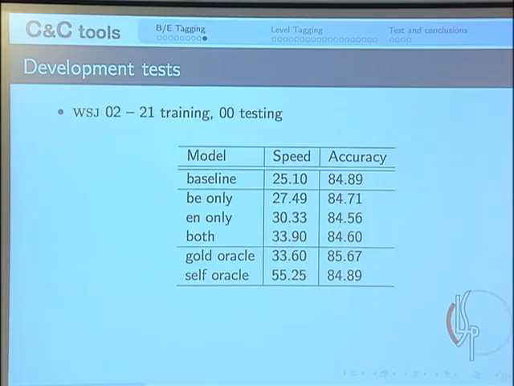The last two rows in this table show the gold oracle and self oracle, which are the best we can get from these two kinds of training method. For gold oracle, instead of using the tagger, we derive the begin and end tags from the gold standard parse tree and use this to prune the chart. And for self oracle, we just derive the tags from parser output and then use these tags to prune the chart.